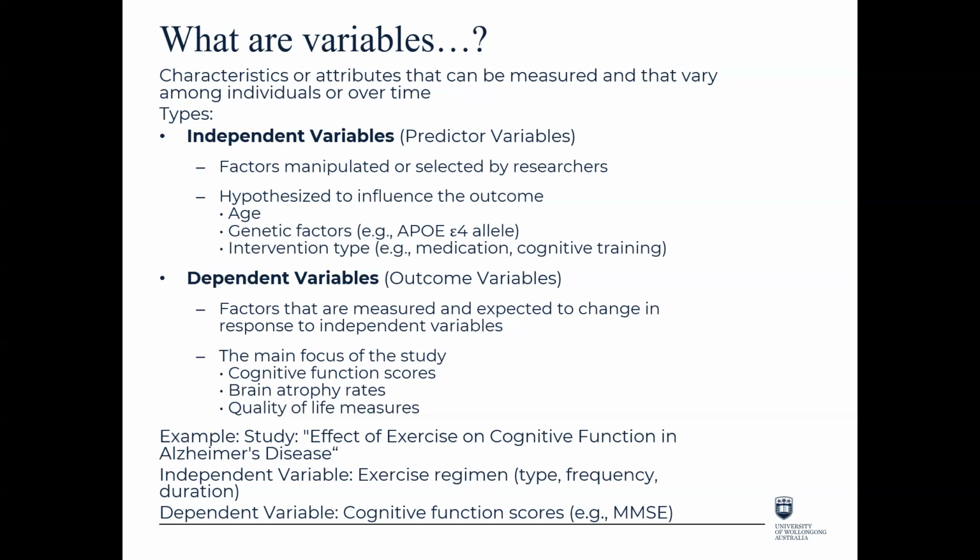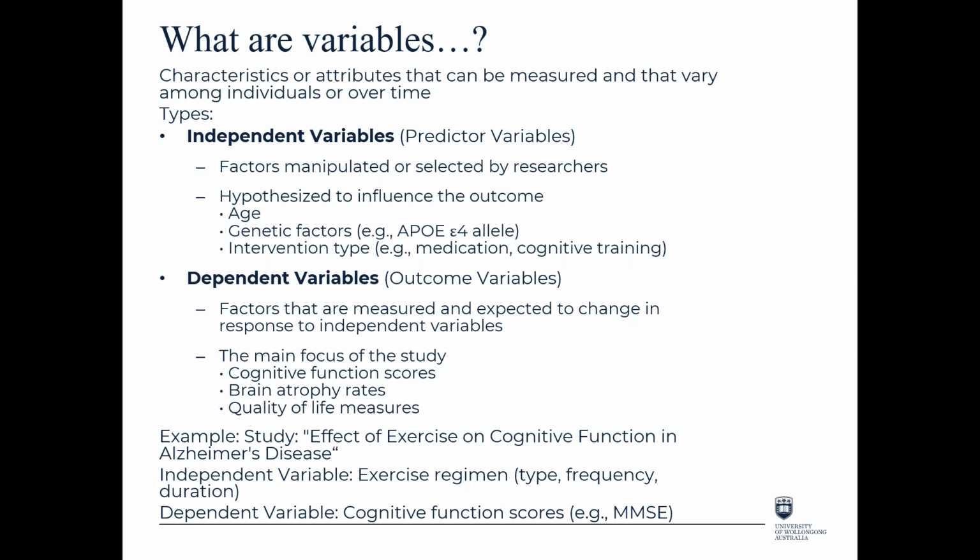And then your dependent variables are your outcome variables. So they're the factors that are measured and expected to change in response to independent variables. And they are the main focus of the study. So my study was about, when presented with somebody without signs of life, how do nurses make decisions around whether to perform CPR or not in the absence of a do not resuscitate order?